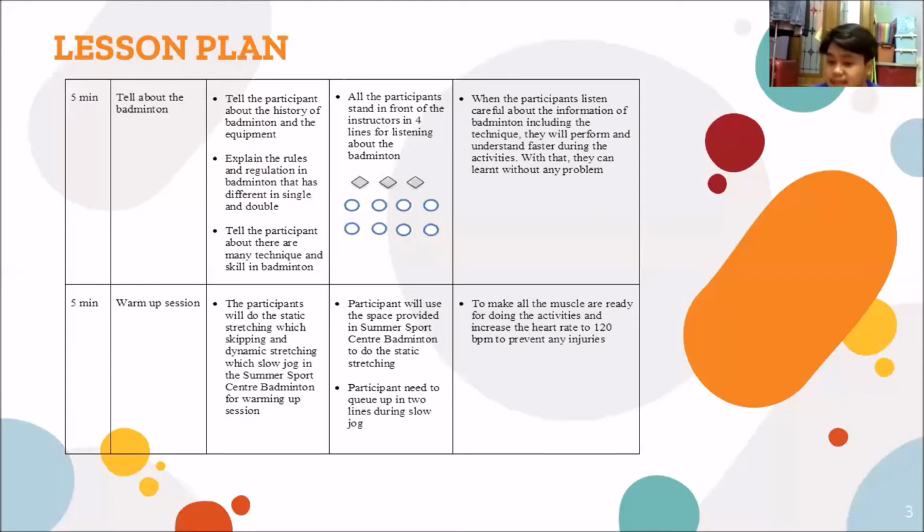Why we do the warm-up session is to make sure the heart rate is increased to 130 beats per minute, to prevent any injuries from happening before they do the activities.